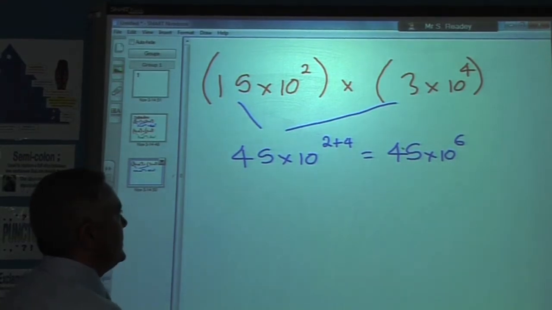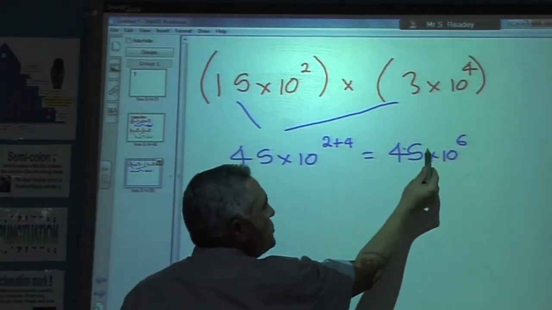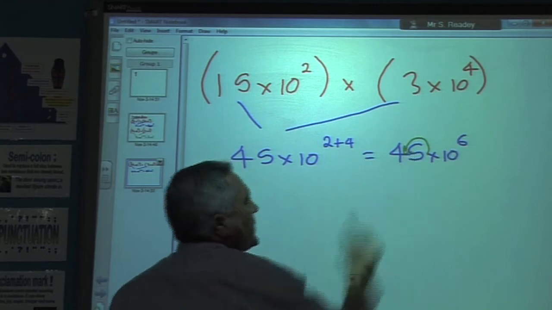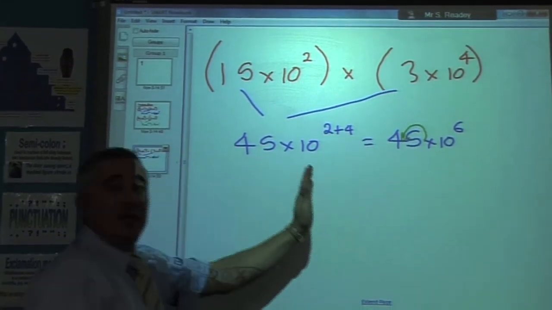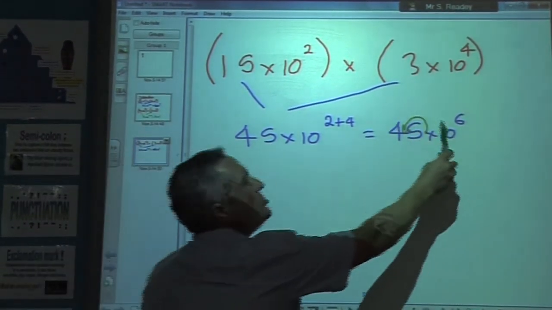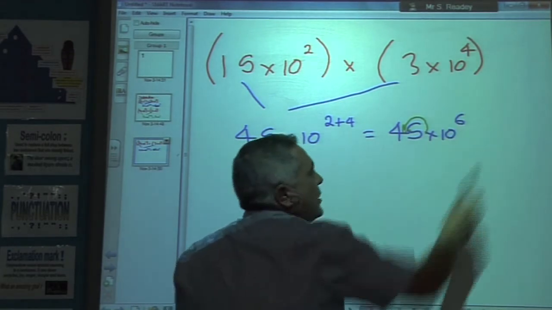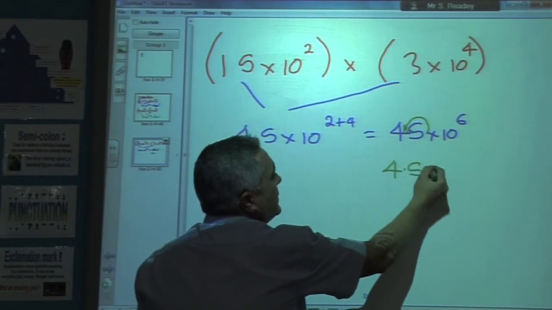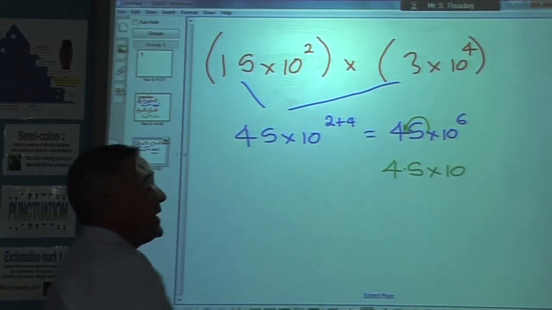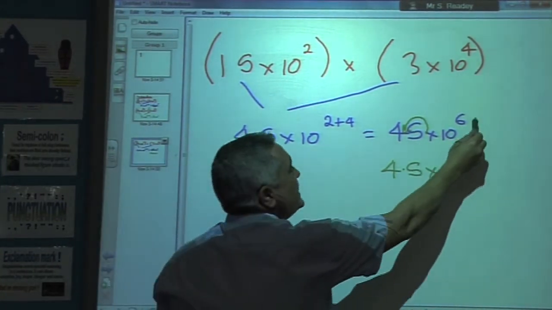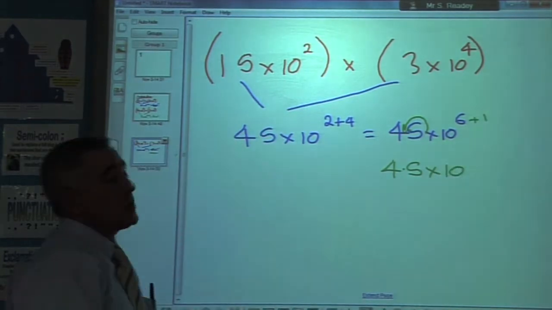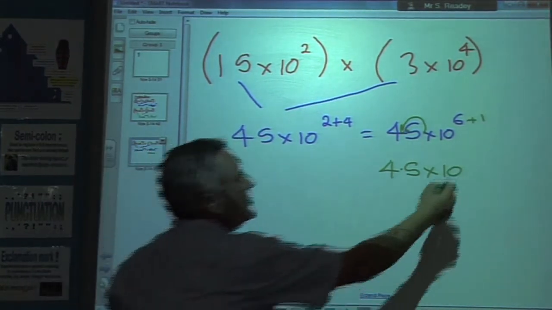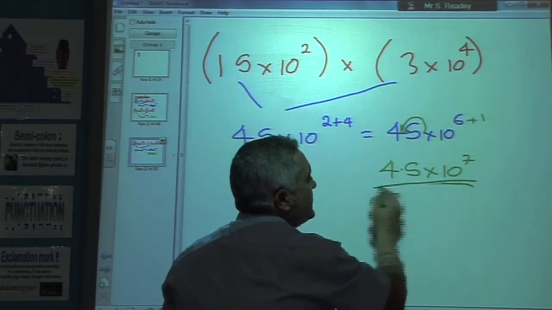So let's get rid of it. I want my decimal point there. So I have to move it one more place that way. If I move it one more place to the left, it means it's actually multiplying by another 10. So that'll be 4.5 times 10. I need to move it one more place that way, so I'm actually adding 1 on to that. It's going to be 4.5 times 10 to the 7.